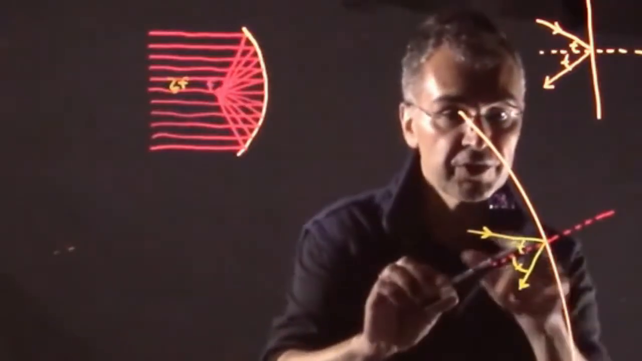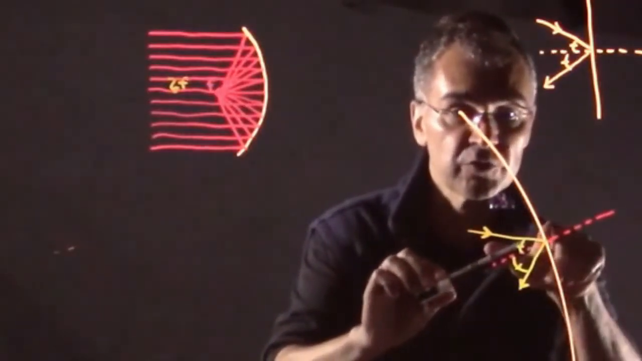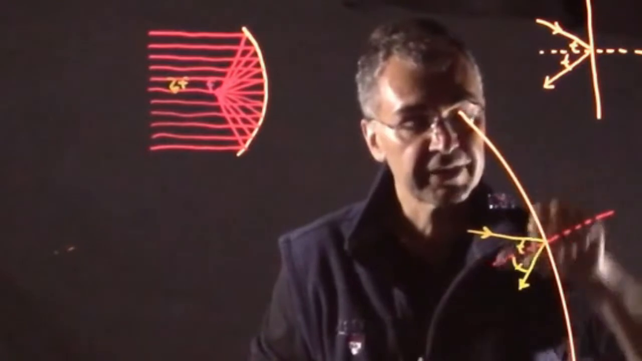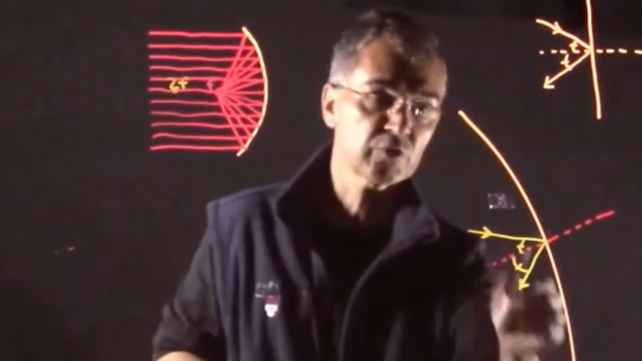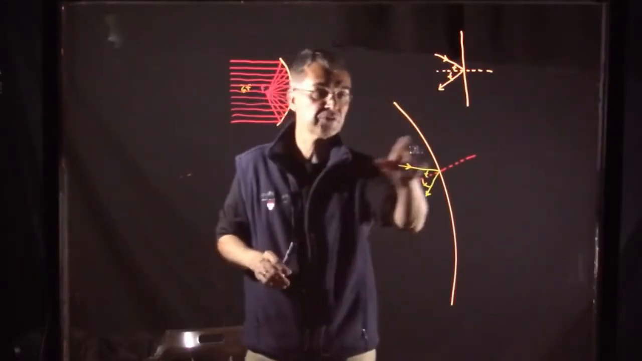And then at that point, we say, okay, here's the incoming ray with respect to the surface normal. So that angle is going to be the same as the angle of the outgoing ray, the reflected ray, with respect to the surface normal. We can do that wherever the light happens to hit the mirrored surface.